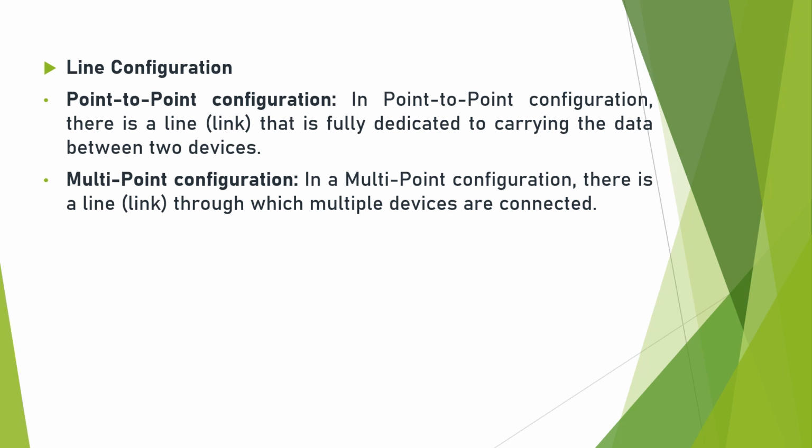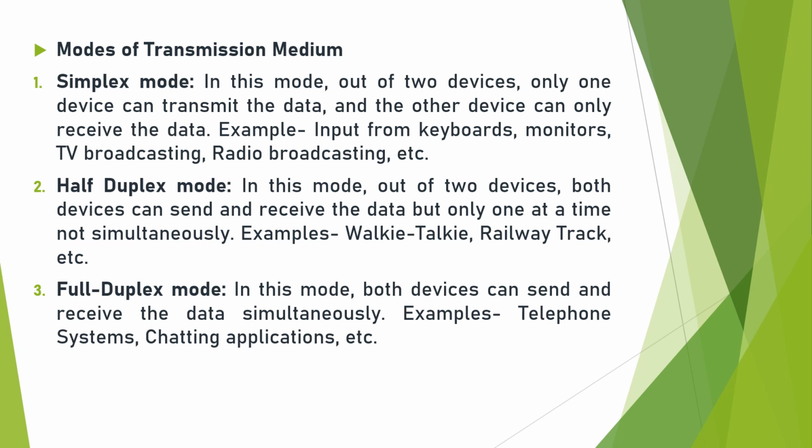In a point-to-point configuration, there is a line link that is fully dedicated to carrying the data between two devices. Multi-point configuration. In a multi-point configuration, there is a link line through which multiple devices are connected. Walkie-talkie, railway track, etc. Full duplex mode. In this mode, both devices can send and receive the data simultaneously. Examples: telephone systems, chatting applications, etc.